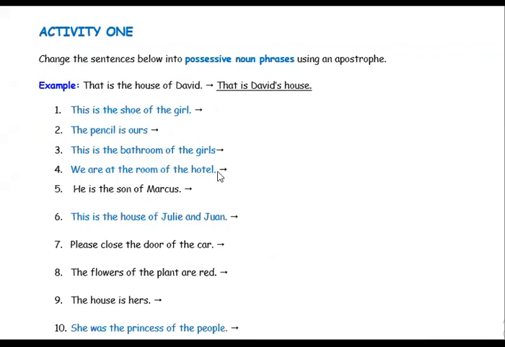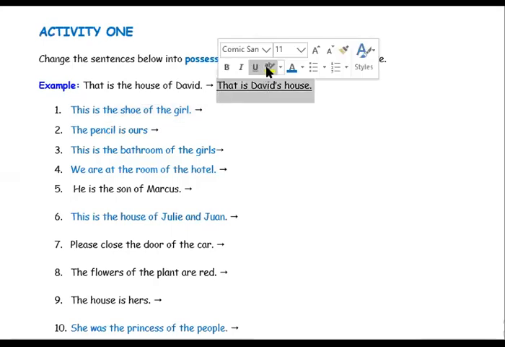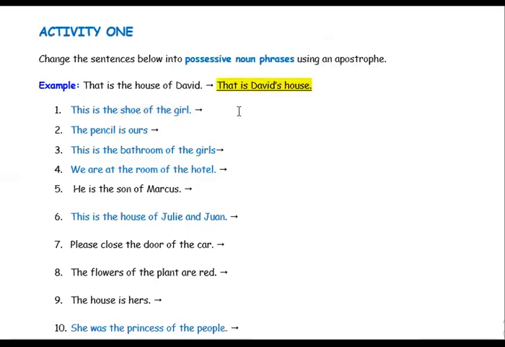Okay, so let's go through an activity and I want you to give me answers in the chat. Question number 1. You need to change these sentences into a possessive noun phrase. Let me show you what that is. Instead of saying that is the house of David, you're going to say that is David's house. Do you see how you change the entire structure of the sentence? Let's look at this one. This is the shoe of the girl. Tell me in the chat, how does that become a possessive noun phrase?